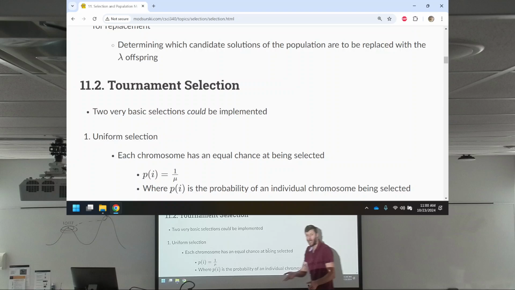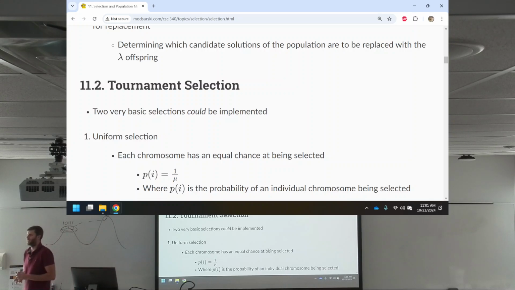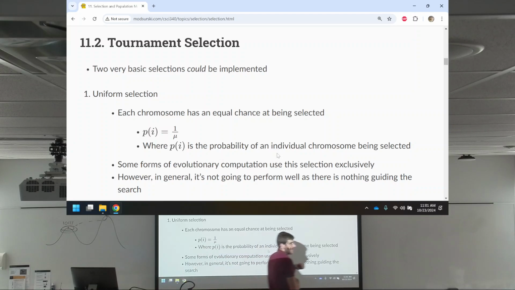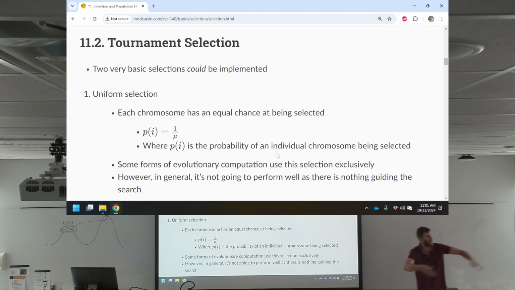Tournament selection. We've talked about this. We've used this before. There are 2 very basic implementations. Uniform selection. Each chromosome has an equal chance of being selected, where P of i is the probability of an individual chromosome being selected, well, that's going to be 1 over mu, where mu is the population size. They all have an even likelihood of being selected, okay? It's a uniform probability.